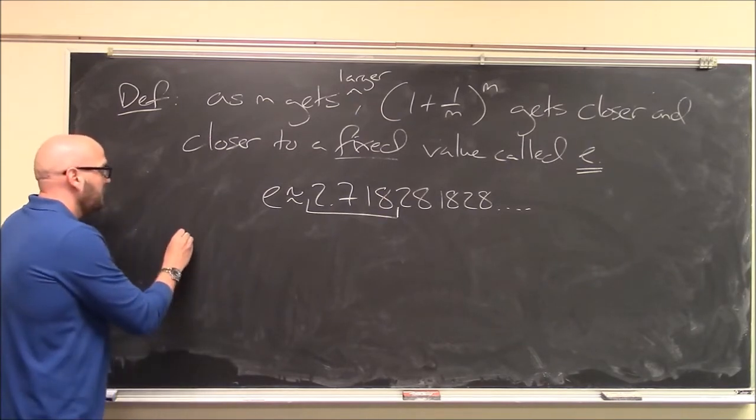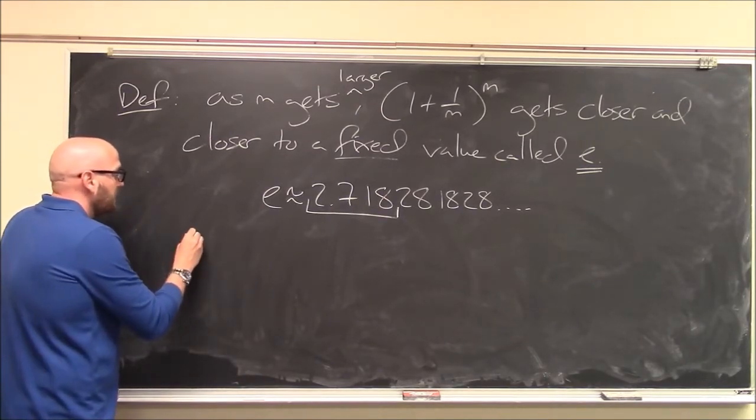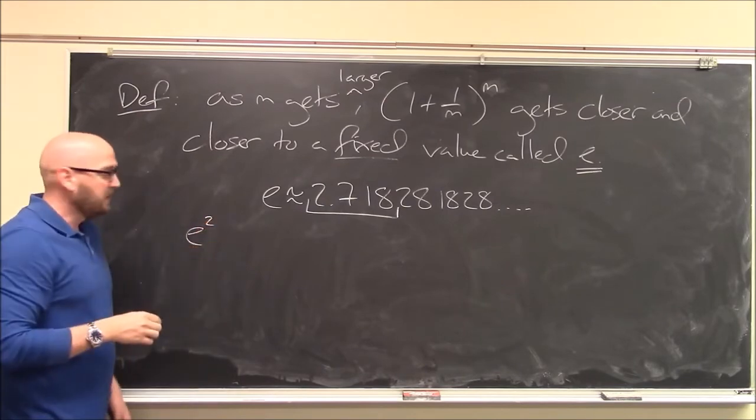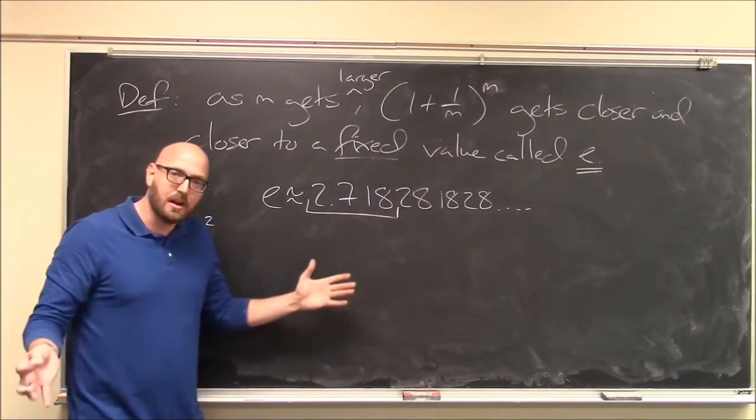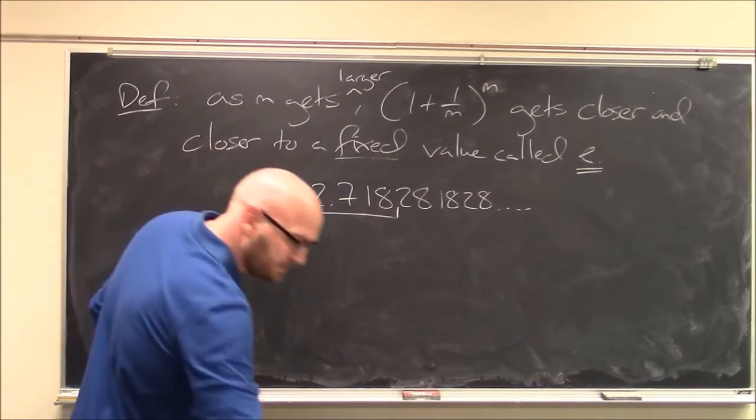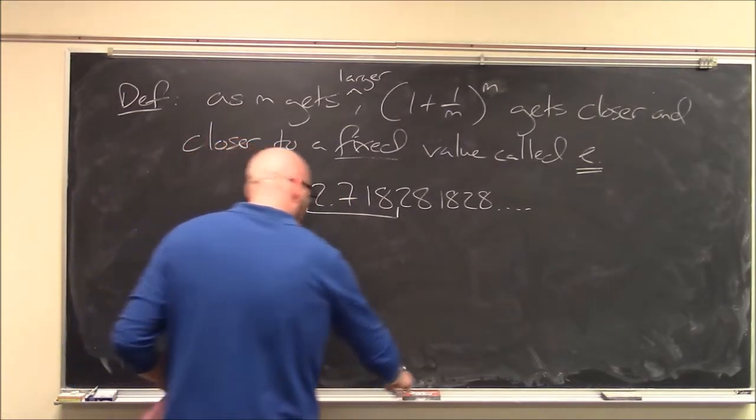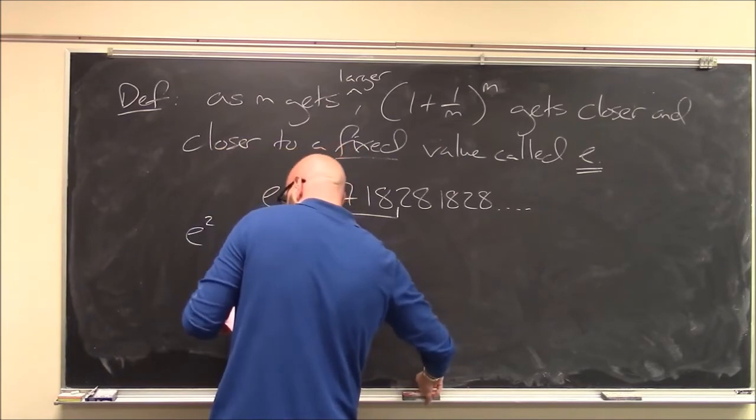Again, if you're working with MyMathLab and your exact answer is something like e squared, enter e squared. Don't enter 2.718 squared, because that'll be an approximation. e squared is a totally fine answer.